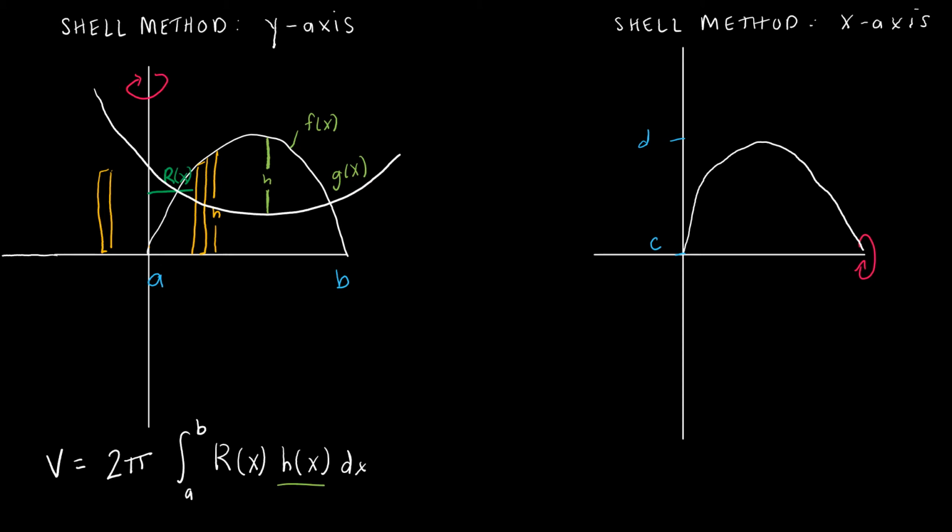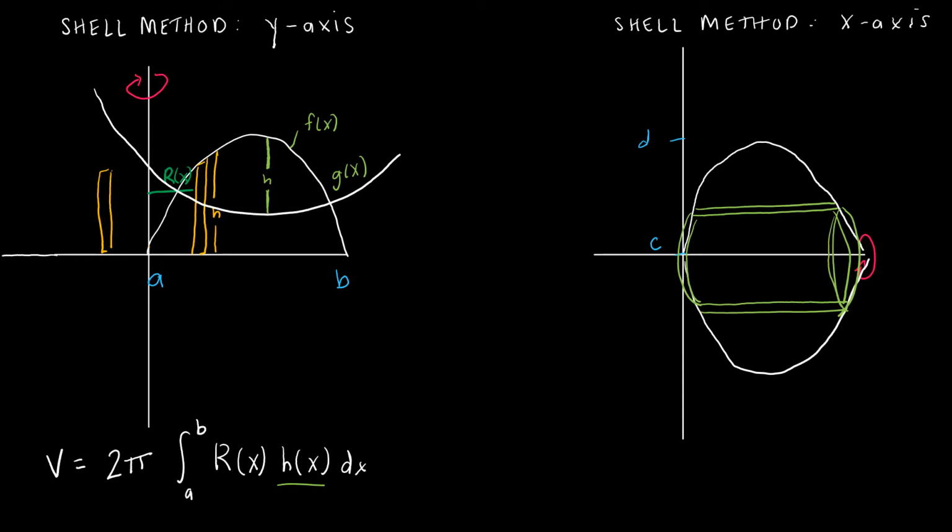Now looking at the same method but rotating about the x-axis, what I'm looking at is a rectangle that is parallel to the x-axis. So I'm looking at something like this. Again, this would be reflected over, and then my figure would be a shell or a tube that looks kind of like that. Try to get a visual.